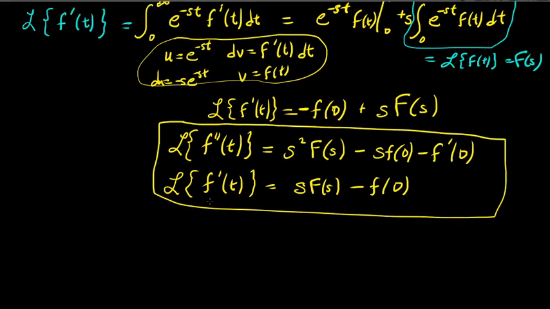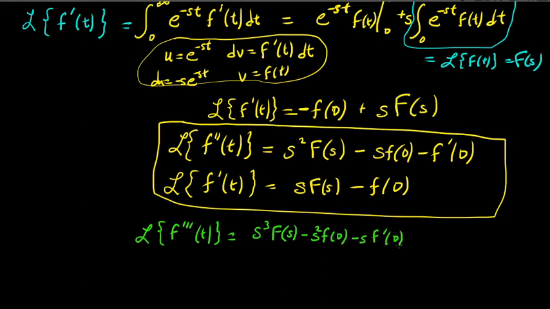Yep. And you can keep going. In fact, maybe I'll write down one more, even though you're not going to see it. You might see one in the homework where there's a third derivative, but not likely. So it's s cubed times capital F of s minus s squared times little f of 0 minus s times f prime of 0 minus f double prime of 0. I think that's what you get if you do this a third time.